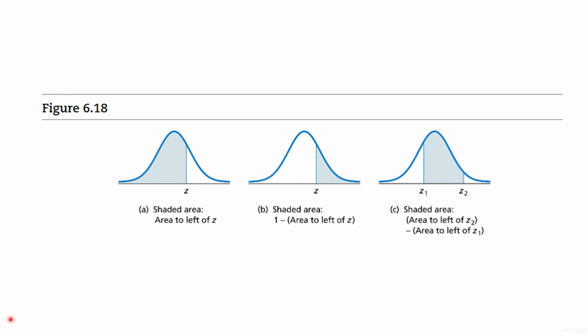So these are the standard rules that you'll find. If you want to find an area to the left, then all you have to do is just look for your z-score and line that up. If you want to find an area to the right, you must go 1 minus the area to the left. And if it's shaded in between, you want to find the area between here, then you just subtract them.